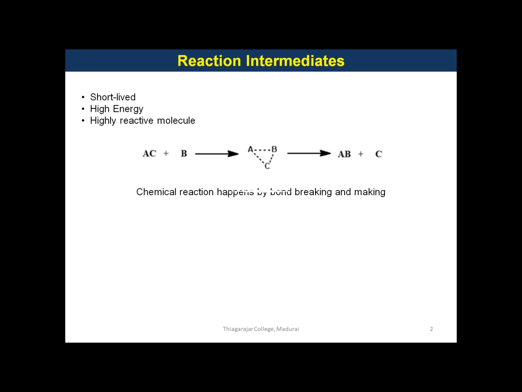Before going to the details about it, we should first learn the types of cleavages. We know that a chemical reaction happens by bond breaking and making, that is, breaking of existing bonds and making of new bonds. The bond breaking, that is cleavage, can happen in two ways. One is heterolytic cleavage and the other one is homolytic cleavage.